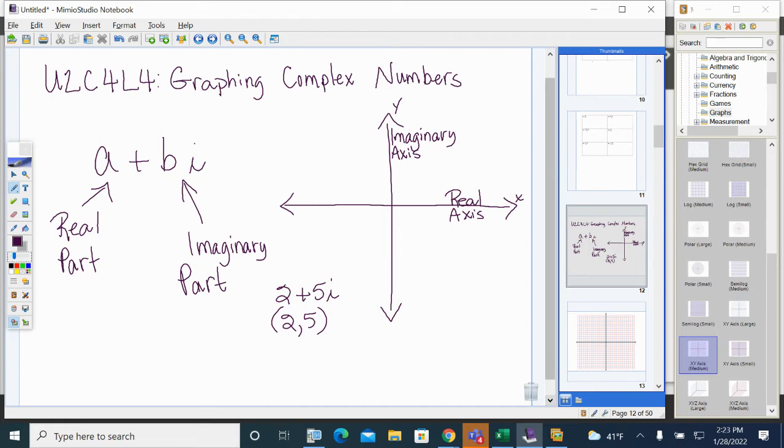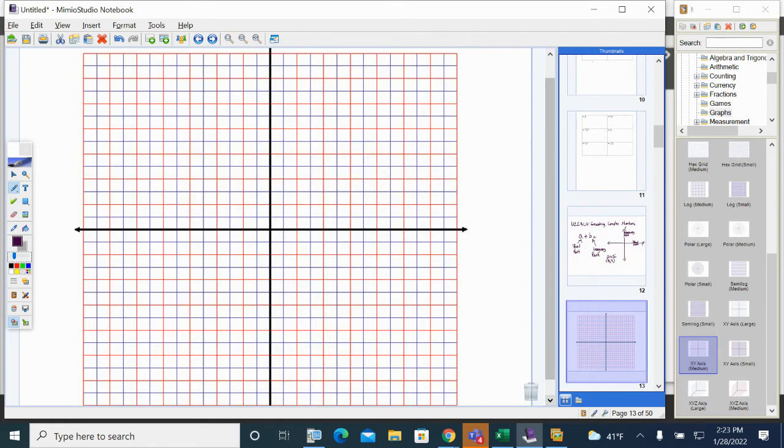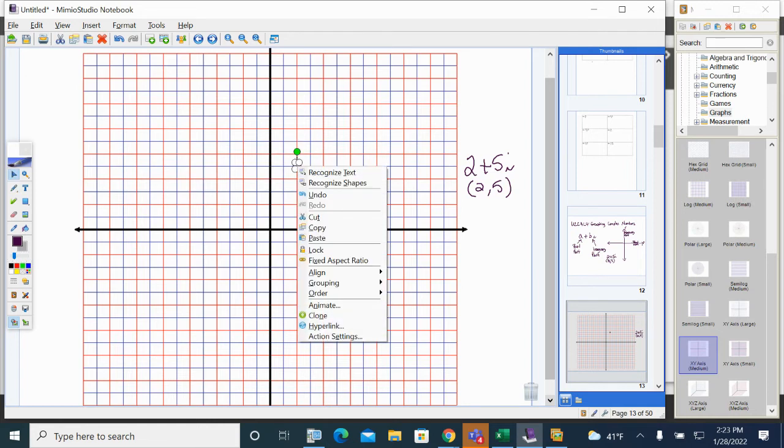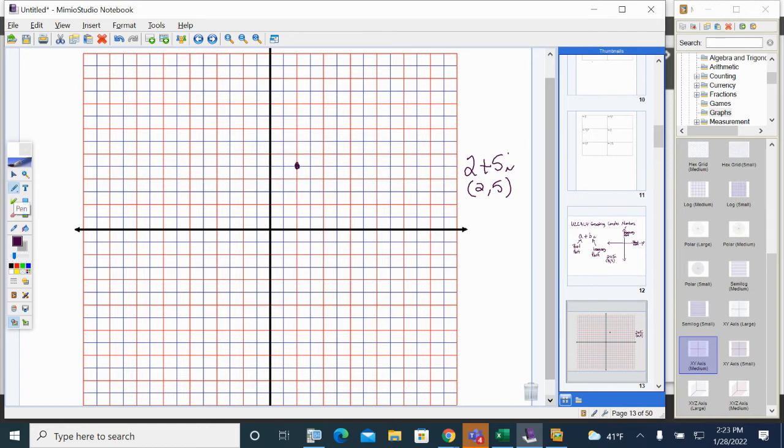So let me show you this, for example, give you some examples on this graph. So let's take that 2 plus 5i. So 2 plus 5i is going to be the same thing as 2, 5. And to graph that, we start at the origin to go right 2, up 5. So there's that point. We'll just call him A.